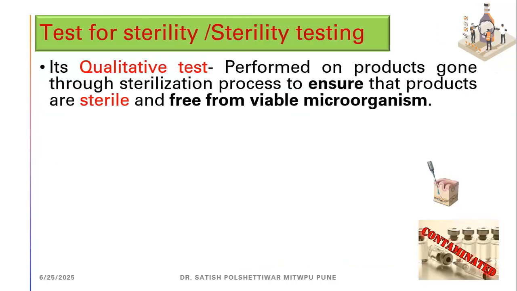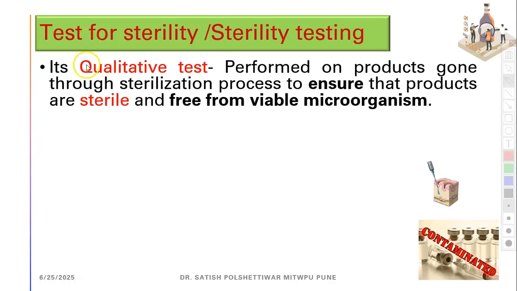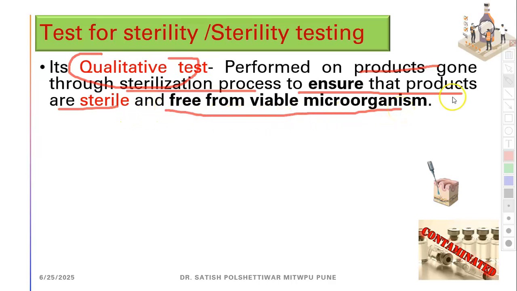What is sterility testing? It is a qualitative test that needs to be performed on products that have gone through the sterilization process. The sterilization processes we discussed are moist sterilization, dry sterilization, radiation sterilization, and filtration sterilization. Those processes are mostly used to make the product sterile. And after sterilization, we need to ensure that products are sterile. So for that, we need to perform the sterility test in order to make them free from viable microorganisms. That is very, very important.